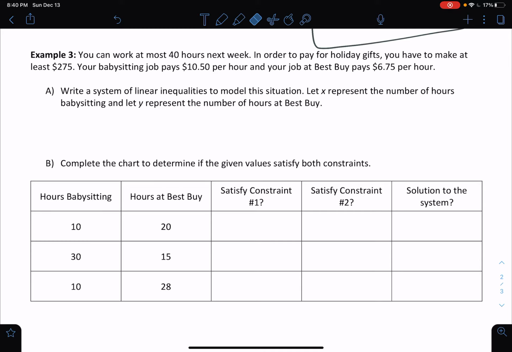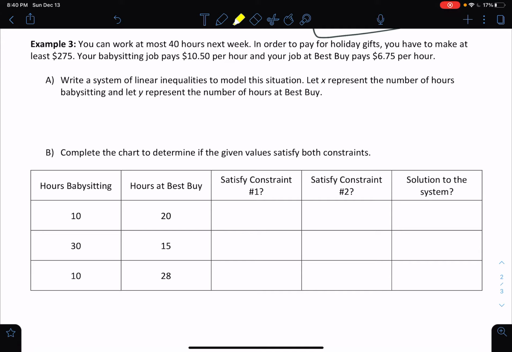We wrote systems of linear equations before. Same process here, it's just an inequality. So we have to look for keywords like less than or at least to signify what type of inequality symbol we're going to use. We're given that you can work at most 40 hours next week, and we've got this key phrase here, at most.